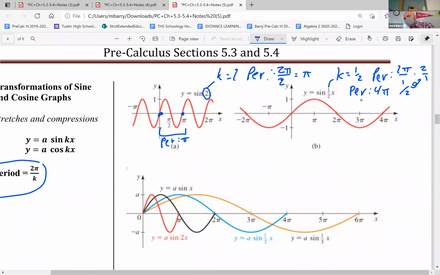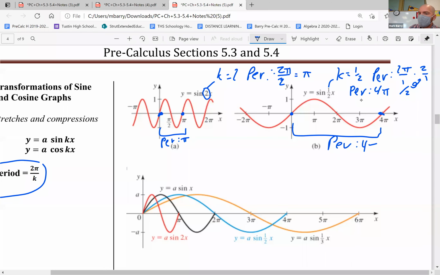So I think an important distinction there between those two, I'm glad that they put them back to back. So if your k value is greater than 1, it actually shrinks the period. So if your k value is 2 or 3 or 4, your period is going to be less than 2 pi, which 2 pi is kind of the standard one. If your k value is less than 1, so 1/2, 1/3, something like that, it's actually going to increase the period length, okay? So on this one, we can see the period length, starting at 0, 1 hill, 1 valley, and then finish the period over there at 4 pi.